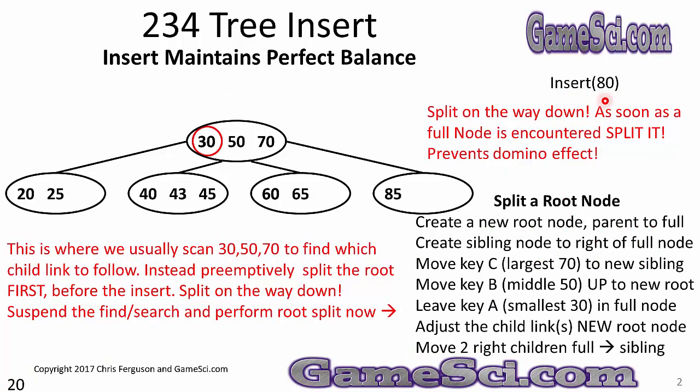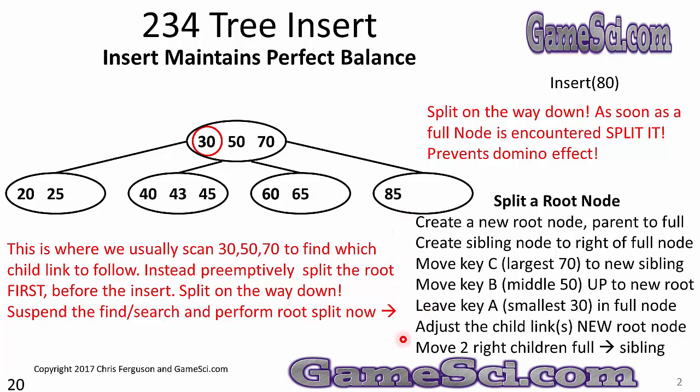Insert of 80. Let's do an insert that causes a root split. Remember, we split on the way down. As soon as a full node is encountered, split it. This prevents a domino effect that works its way back up the tree. This is where we usually scan 30, 50, and 70 to find which child link to follow. Instead of that, let's preemptively split the root first before the insert. Split on the way down. Suspend the find/search and perform the root split now.